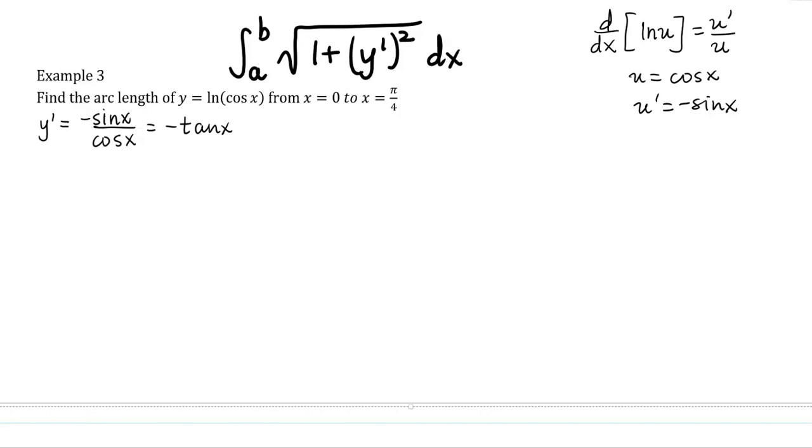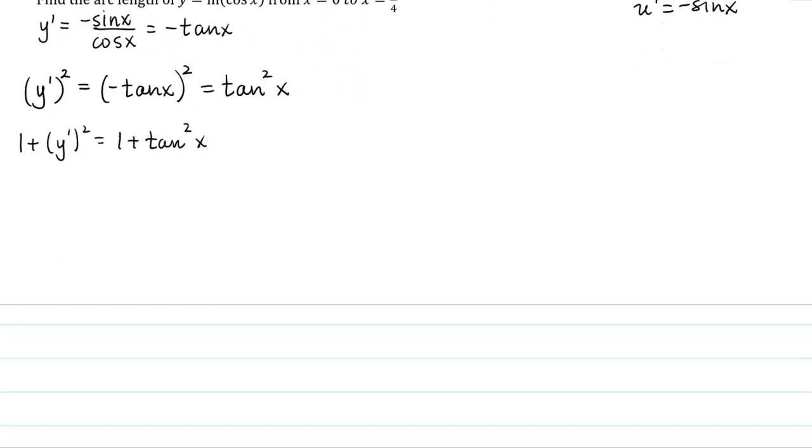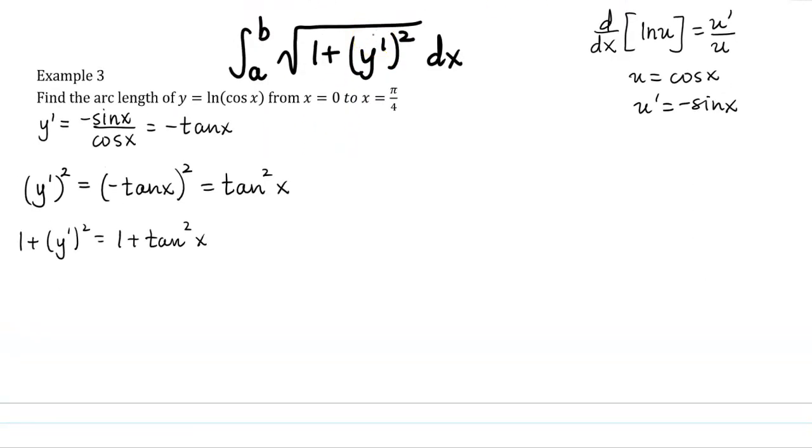Okay, so I'm going to go ahead and start setting the whole integral up here. I'll just stay consistent with what we've been doing. Y prime squared is squaring a negative tangent to get a positive tangent squared. And then 1 plus y prime squared is 1 plus tan squared x. So that's what's going under our square root. So we have the integral from 0 to pi over 4 of the square root of 1 plus tangent squared x dx.